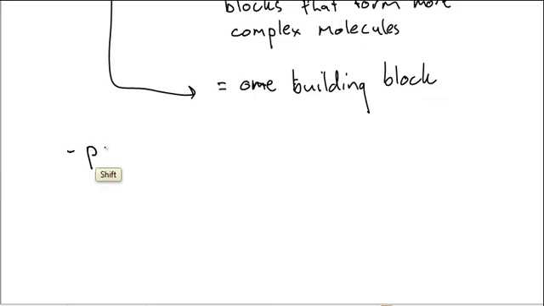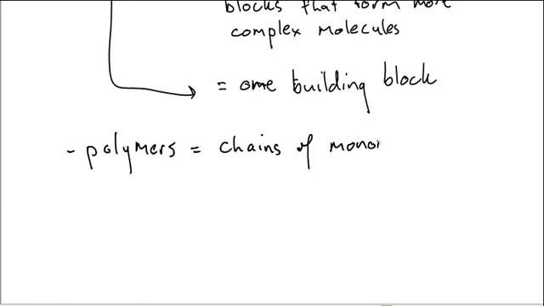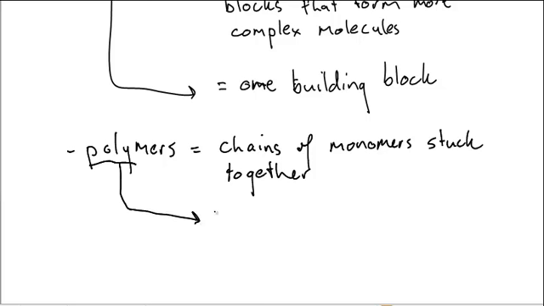We also have polymers. Polymers are simply chains of monomers stuck together. If you think of poly, like polygon, means many-sided. Poly is many building blocks.